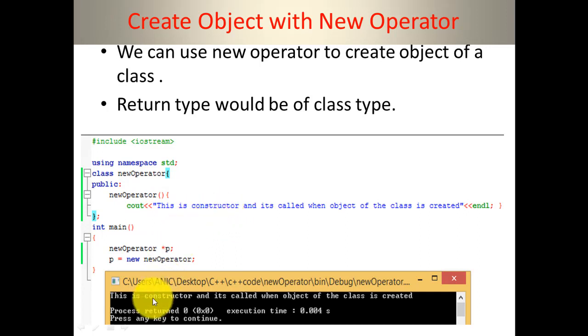So this shows that the new operator is also used to create the object. The output is: this is constructor and it's called when object of the class is created. So we discussed two different uses of the new operator. Number one is that we can reserve a memory location on the heap, and the second one is we can create an object of the class with the new operator, right?